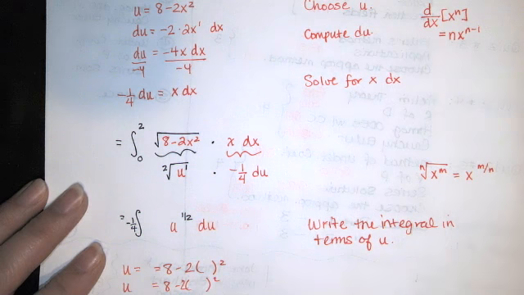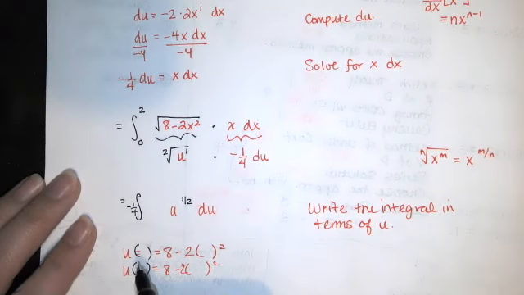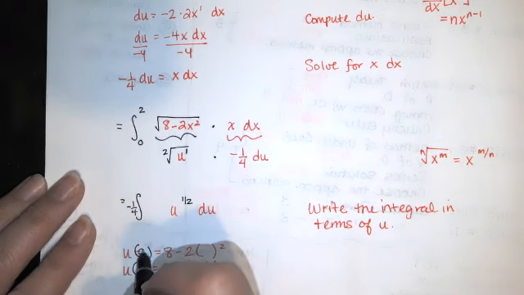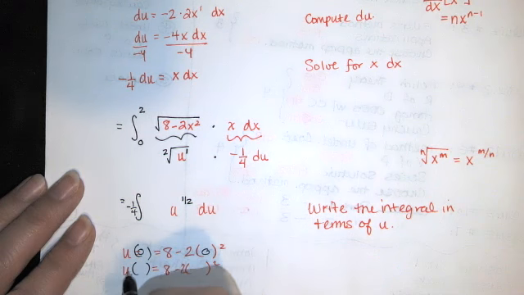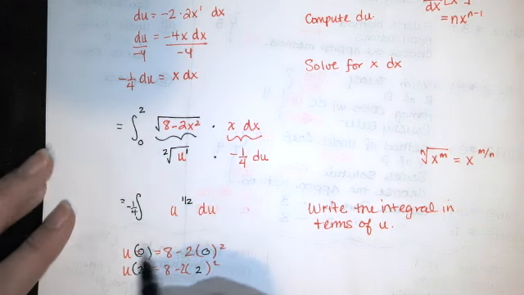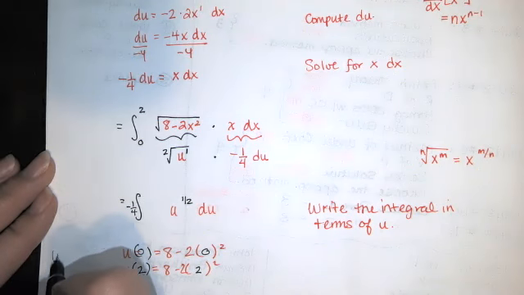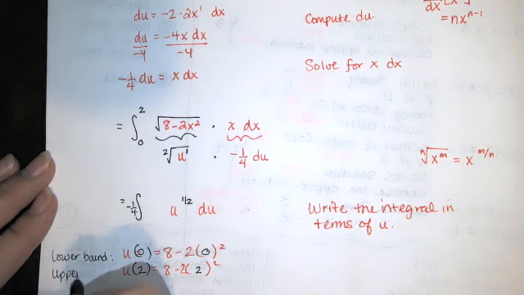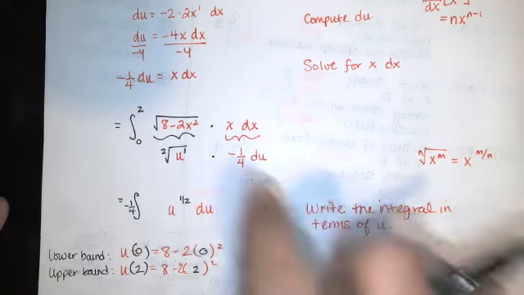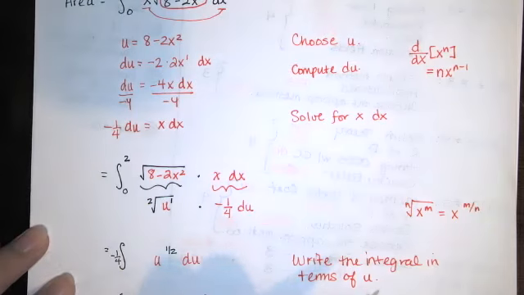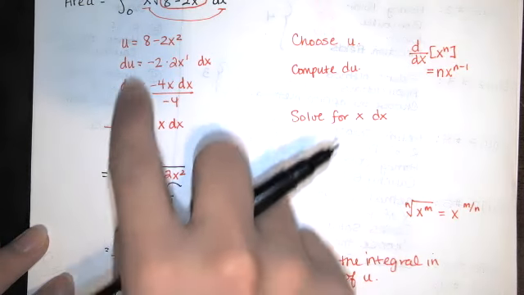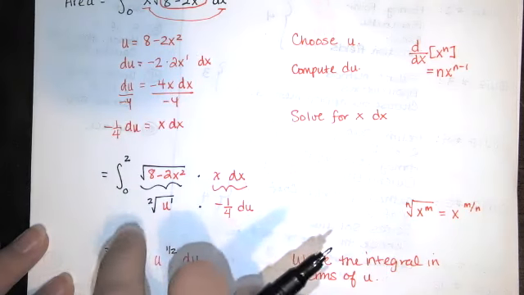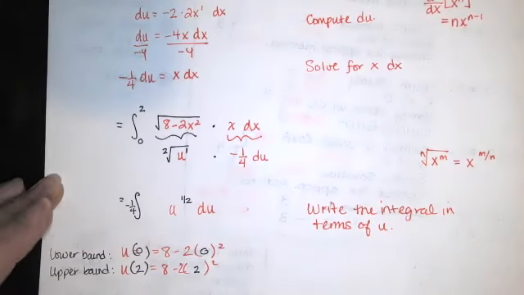So what I want now is to replace x with 0 and x with 2. So I want u evaluated at x equals 0, and I want u evaluated at x equals 2. x equals 0 was the lower bound, so this is our new lower bound for u. And x equals 2 was our upper bound. So it's really simple. You just plug those in here, and when you plug in 2 here, you get the new upper bound for u. When you plug in 0 here, you get the new lower bound for u.